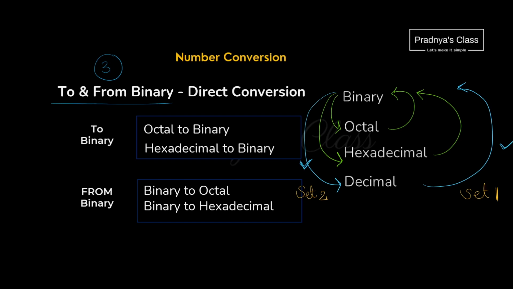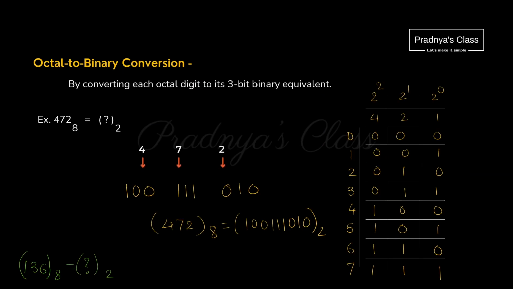Only we will be doing binary to octal, binary to hexadecimal and reverse of it. But how are we converting it? What does this direct conversion mean? Let's check out. We are converting octal to binary. How to do this direct conversion?